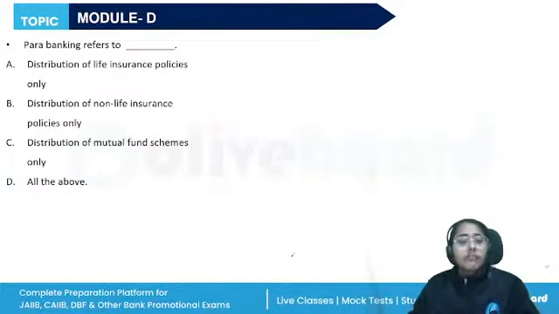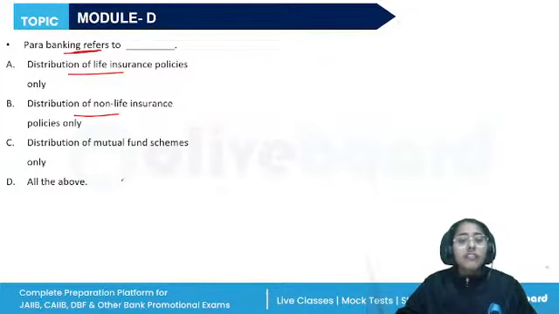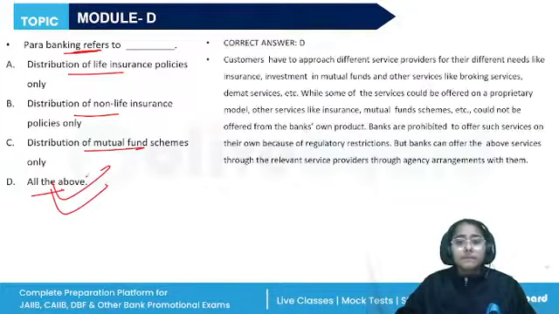Then we have the last chapter of module D, which is the other financial services. First question, parabanking refers to distribution of life insurance policies, non-life insurance, mutual fund, or all of the above. So parabanking or the third party product refers to the distribution of all of the above. Right? This is the meaning of third party or other financial services.